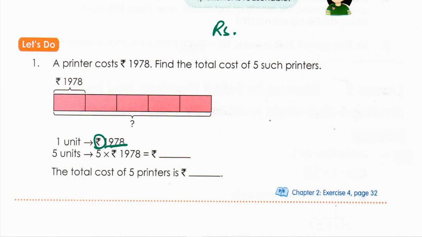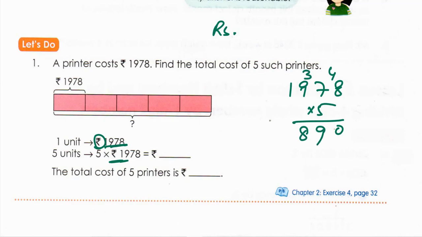Now come back to this. One printer costs 1978. 5 units cost how much? 1978 into 5. So 5 8s are 40. 7 5s are 35 plus 4, 39. 9 5s are 45 plus 3, 48. 5 1s are 5 plus 4, 9. The cost of 5 printers is 9,890.